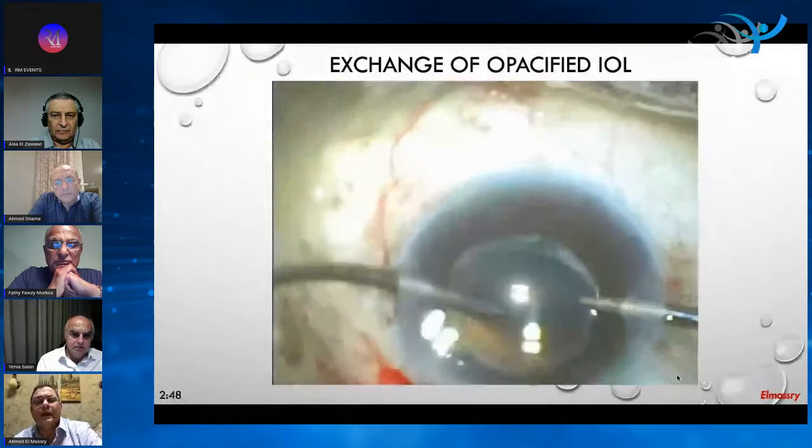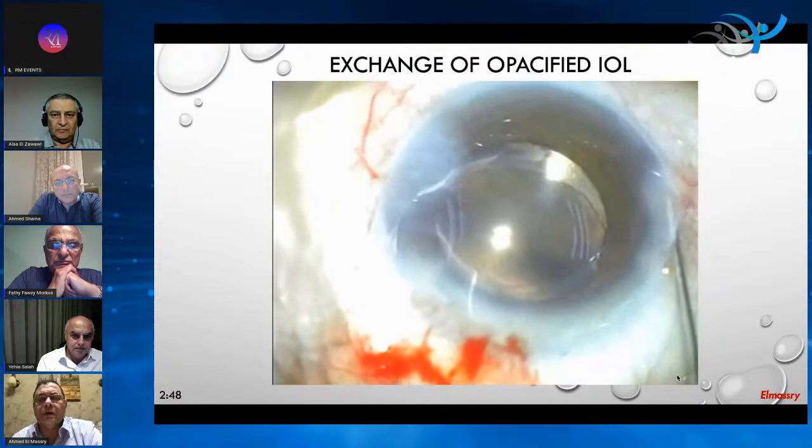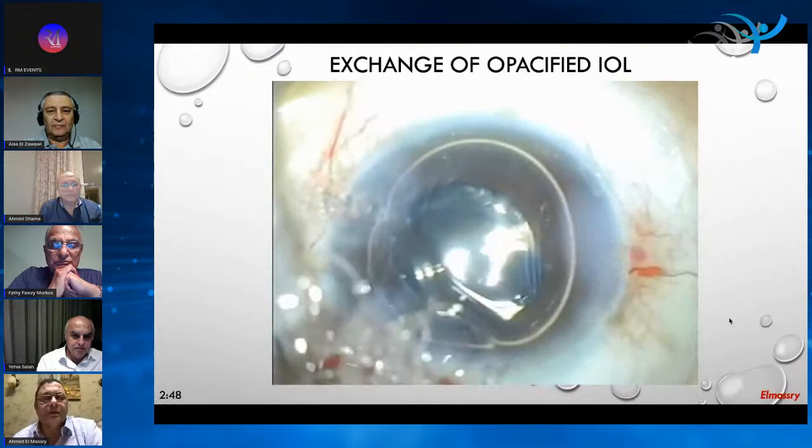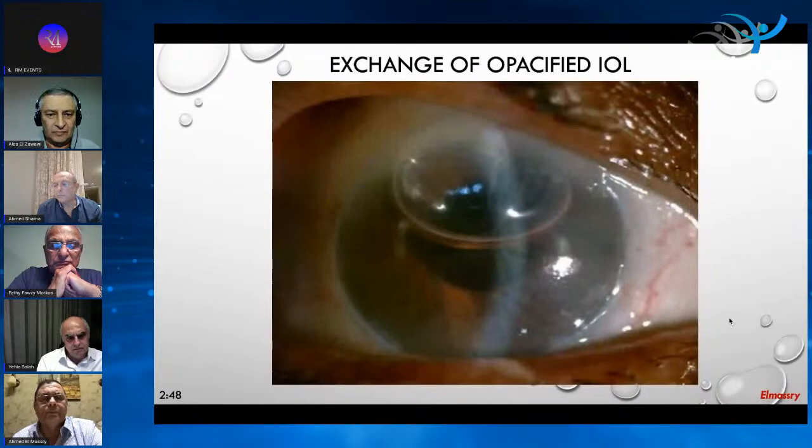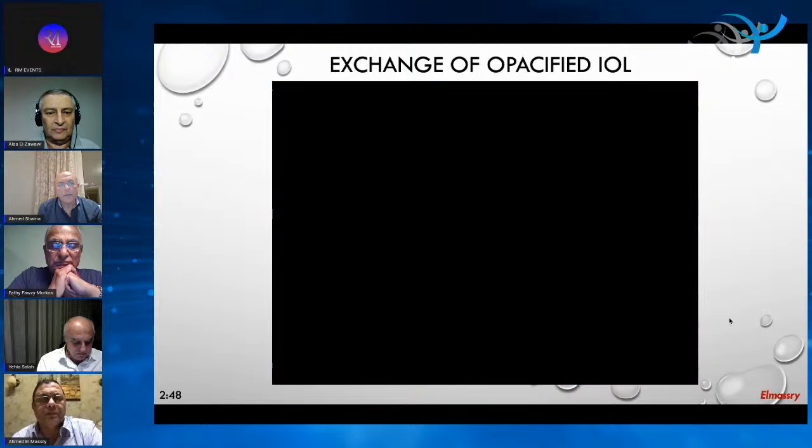Again, taking care of the cornea, putting a lot of viscoelastics to protect the cornea, because most of these patients have corneal opacity after the surgery. Air bubble at the end to be sure that your wound doesn't need any suture. And postoperatively, there wasn't so much corneal edema as you see here, and the patient passed safely.